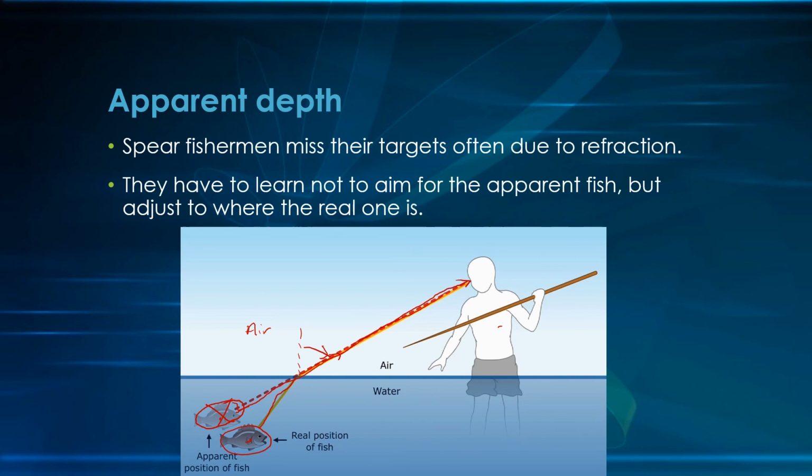So the fisherman will aim in a slightly different position to the apparent position of the fish and will hopefully hit the real fish. Now what happens here is also true for the bottom of bodies of water. So for example, a swimming pool. If you look into a swimming pool, this pool actually looks shallower than it really is. So that is due to this idea of refraction. Light rays from the floor of the swimming pool will come up, refract, and then the apparent image of the bottom of the swimming pool would actually be here.